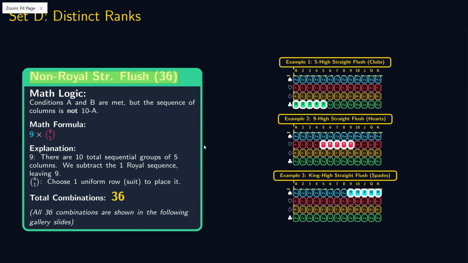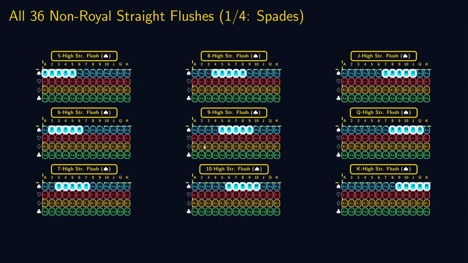The lowest possible straight flush sequence uses ace, 2, 3, 4, 5, with the ace playing the role of a low card. That is the 5 high sequence. From there, the window slides upward, 2 through 6 for 6 high, 3 through 7 for 7 high, all the way up to 9 through king for king high. That king high sequence is the highest non-royal straight flush. And the next step up, 10 through ace, is the royal, which we already counted separately.